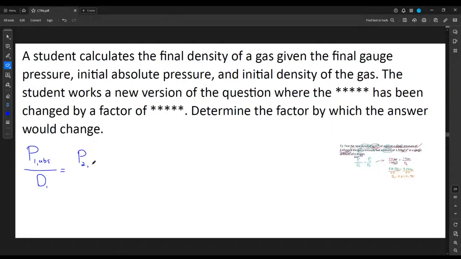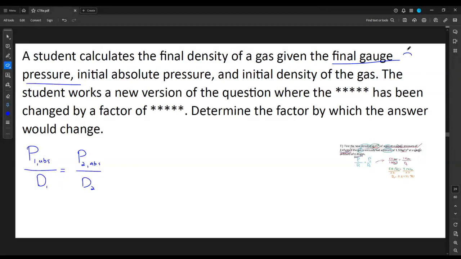And so we'd have the pressure later divided by the density later, and we can make a proportion out of this. You have to be really, really careful because the pressures in these formulas absolutely need to be, well, absolute. So no pun intended there, but we need absolute pressure. So if we read carefully, we have initial absolute pressure, so P1 absolute, that's fine.